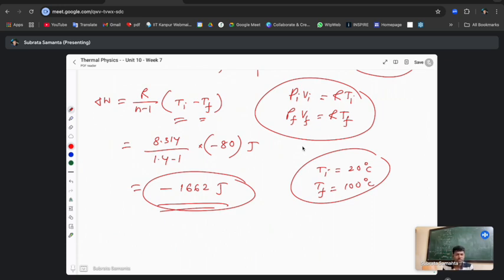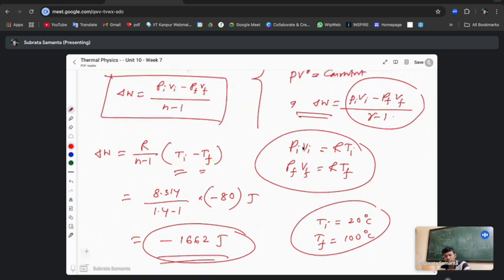So at constant pressure, if the temperature increases, what is the equation of state? PV equals RT. If pressure is constant, then the volume is proportional to temperature, right? So if the temperature increases, that means the volume increases, right?